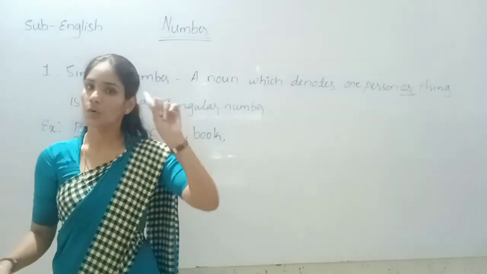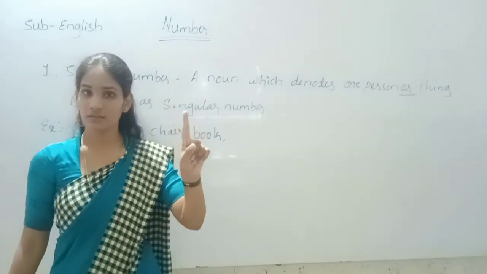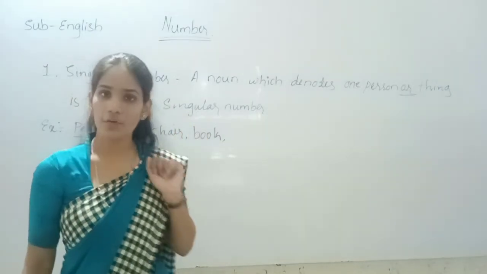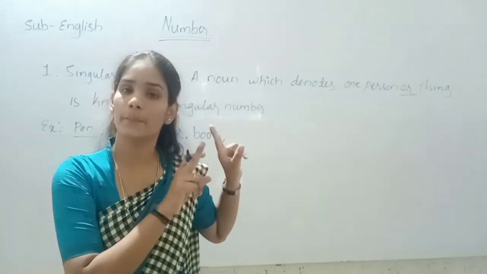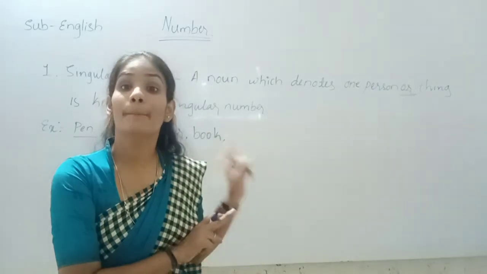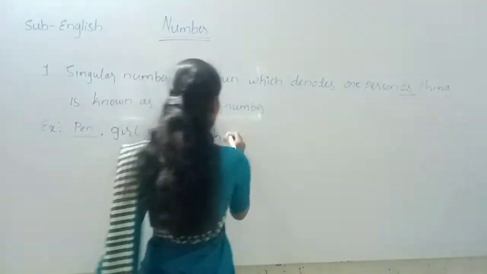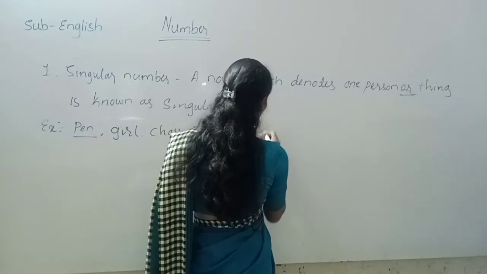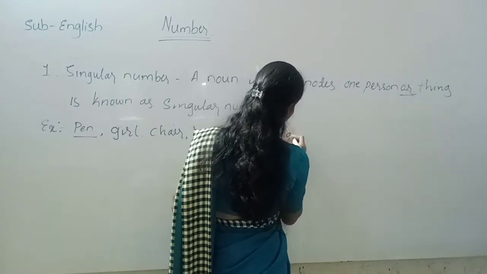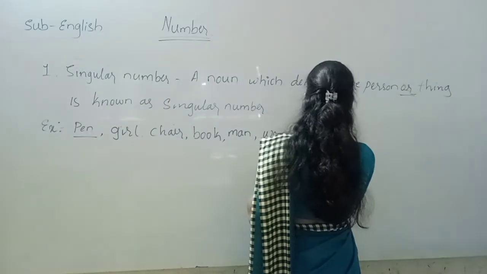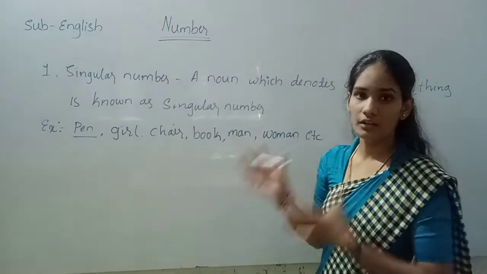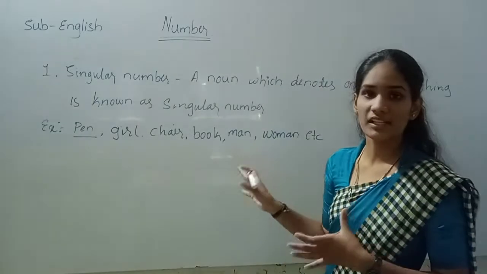Man. Only one person is there. Why am I using the word man? Only one person is there, so the singular noun is man. Man is a singular noun. Woman. And so on, we can see many singular nouns.